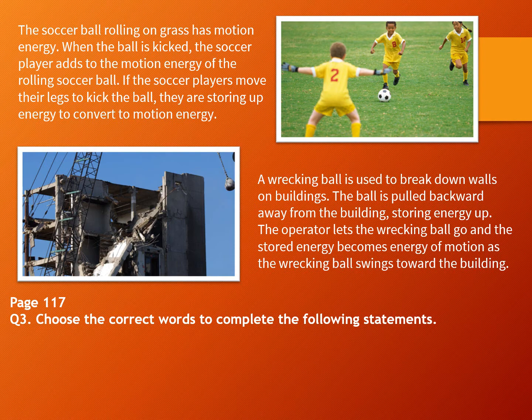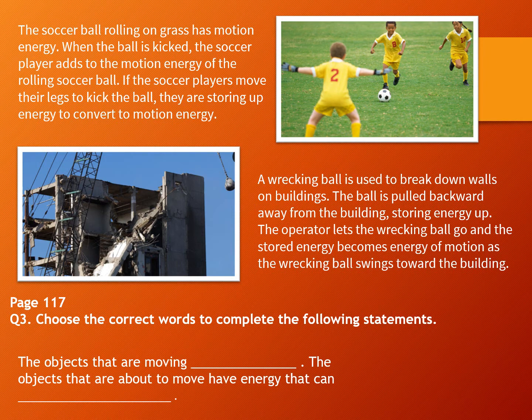All right, now grade 4, I want you to answer question number 3 on page 117 of your science book. Choose the correct words to complete the following statements. Okay, we have here 3 choices: have motion energy, speed up, and become motion energy. So the sentences are, the objects that are moving blank, the objects that are about to move have energy that can blank. All right, so what do you think is the first answer?